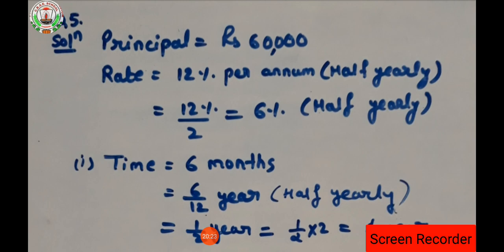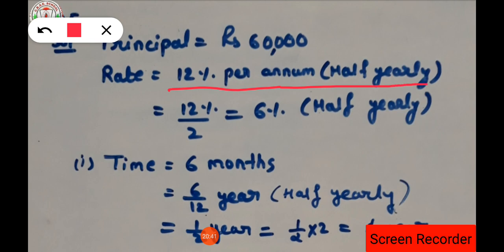Now look how to solve. In the first part of the question, it is talking about 6 months, isn't it? Since it is half yearly, the time will be double, as I told, and the rate will be half. The rate given in the question is 12%. Since the question is talking about half yearly, the rate will become half, that means 12 divided by 2. So the half yearly rate will be 6%.